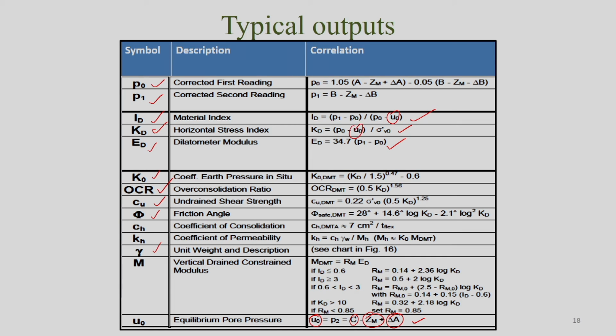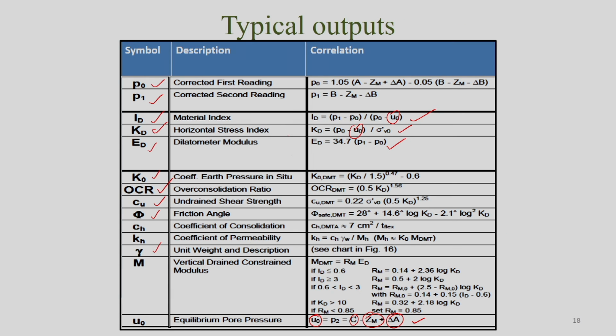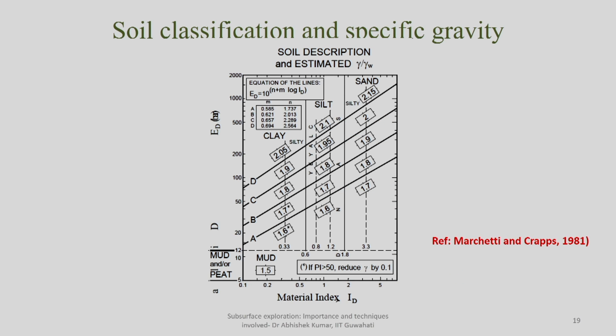You will be using it in order to determine the value of KD, ED, and further if you go, you will understand how it is used. Whenever you go for determination of over consolidation ratio, you require this value. When you determine the undrained shear strength, you will require KD values, and so on and so forth. You can do it again based on the values of ID, that is the material index, and based on the value of ED, again given in bar as per Marchetti and Crapps 1981.